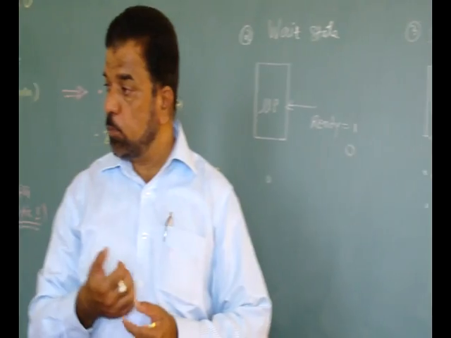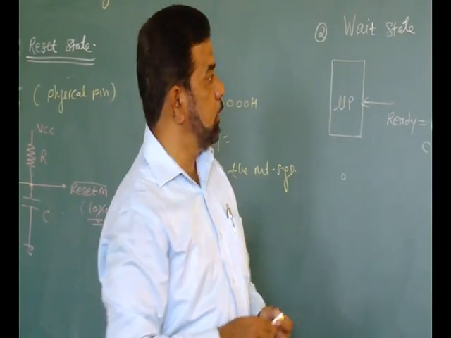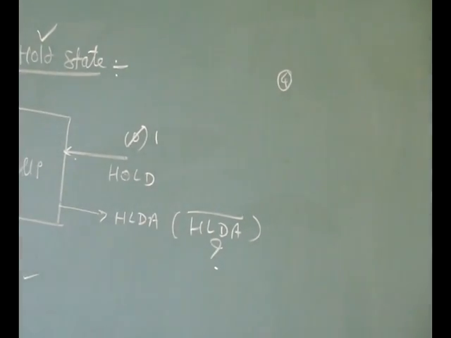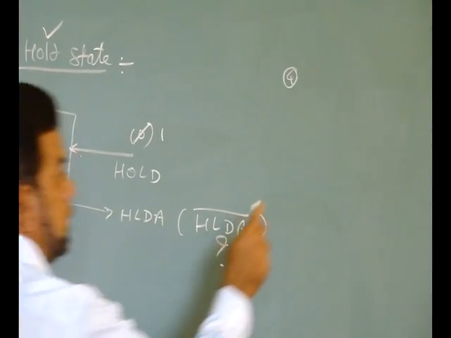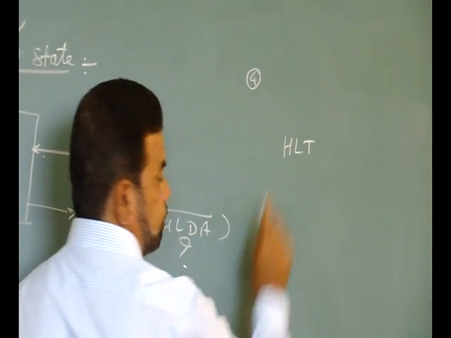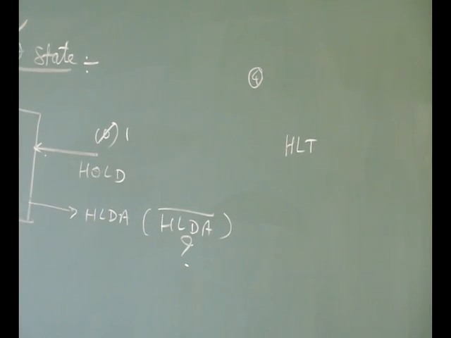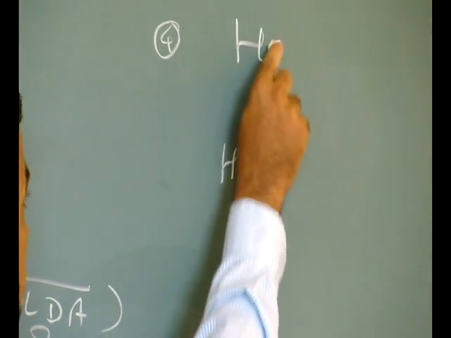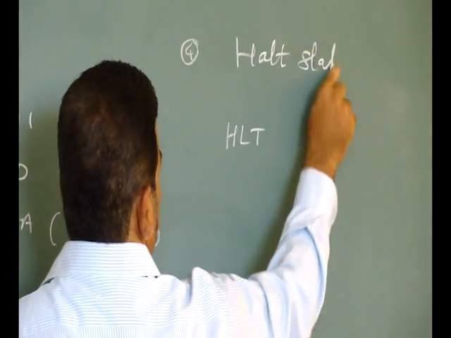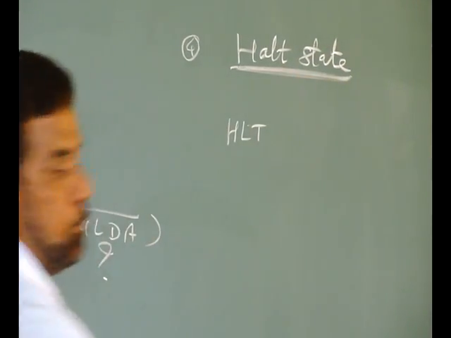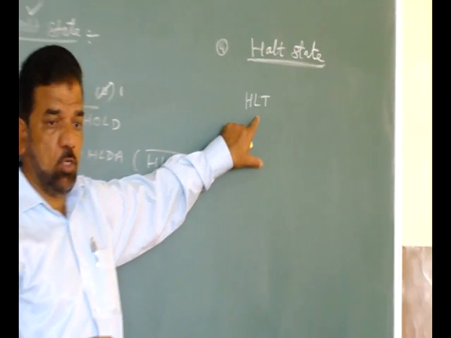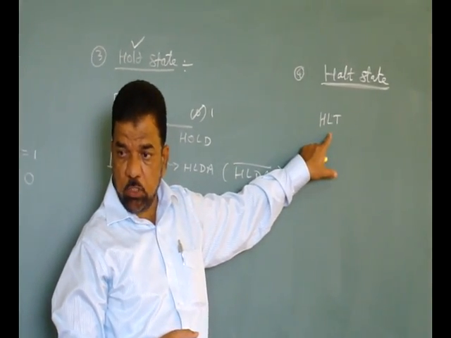The DMA controller uses the HOLD pin, and the response from the processor is nothing but HLDA. And the very last state depends upon an instruction, and that instruction is HLT. It is nothing but halt. Stop the processing, and the state corresponding to this is called the halt state. HLT is the complete format of the instruction, and it is a 1 byte instruction.